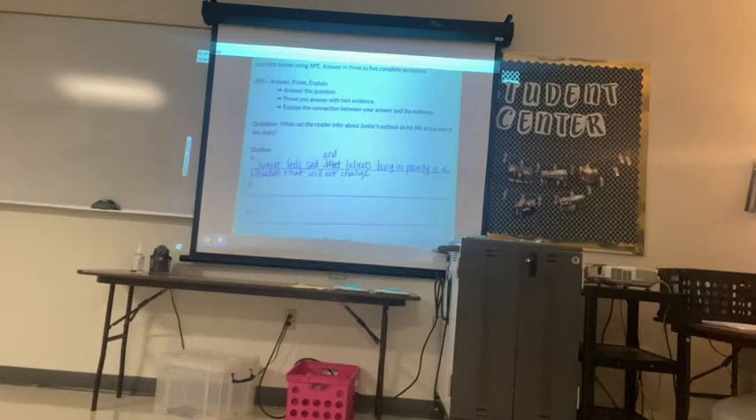Now, for proof, I need to prove my answer with text evidence. So I need to go and find text evidence that supports this. I like the line on page 13, and you'll see page numbers at the bottom. On page 13, towards the middle of the page, it says, "We reservation Indians don't get to realize our dreams. We don't get those chances or choices. We're just poor. That's all we are."